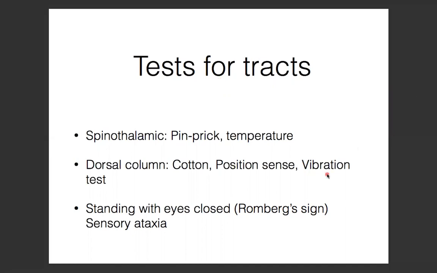It seems you didn't understand the Romberg sign. If the person has sensory ataxia, they can stand fine when they see, but the moment they can't see, they can't stand. Okay? This is how it differs from cerebellar ataxia. If your cerebellum is not working, that is also a balance problem, but the balance problem occurs both when seeing and when not seeing.